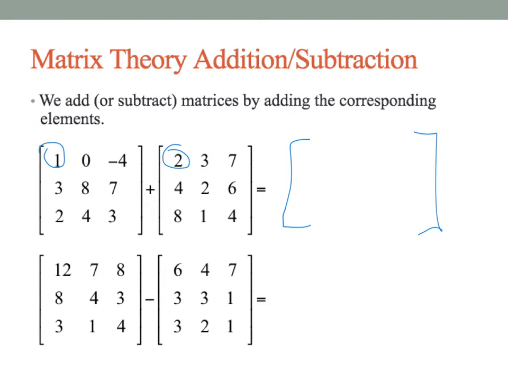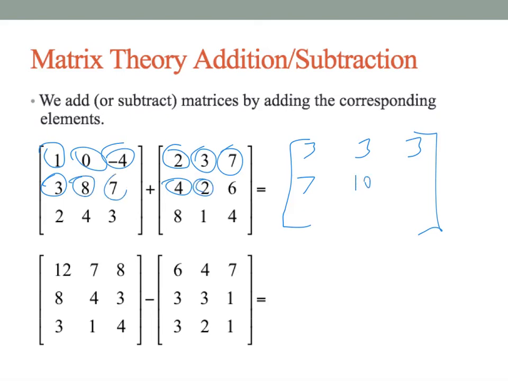So 1 plus 2 is 3, 0 plus 3 is 3, negative 4 and 7 make 3, 3 and 4 make 7, 8 plus 2 is 10, 7 plus 6 is 13, 2 plus 8 is 10, 4 and 1 make 5, and 3 and 4 make 7. Okay, as simple as that.